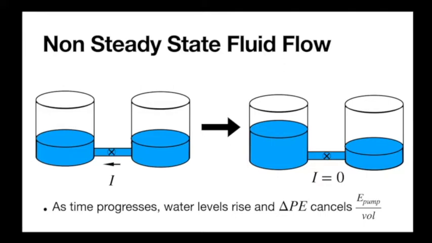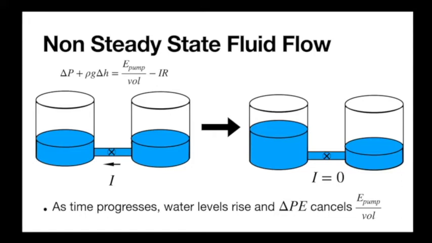So the stronger the pump, the higher the water level will rise, the greater that delta H between them, but it can only go as high as the pump can support. And we can say that using Bernoulli's equation too. Same equation we had before, except I've added the E pump term. We also have resistance still.